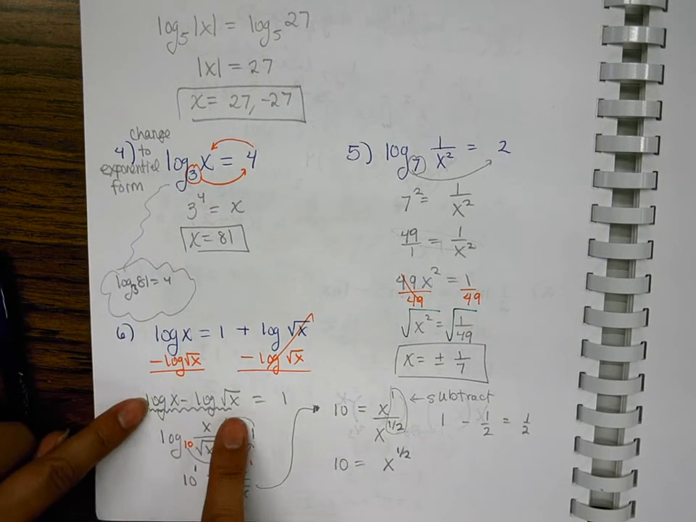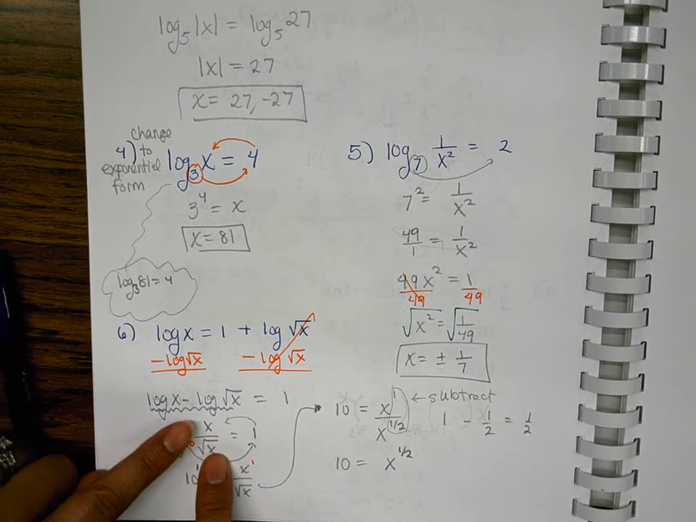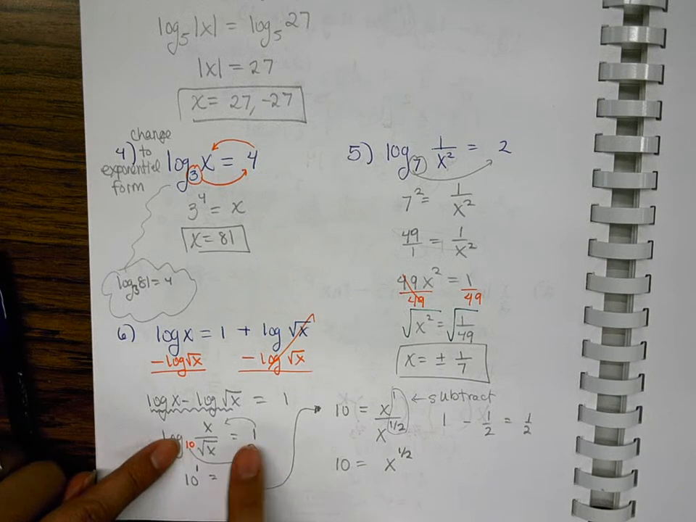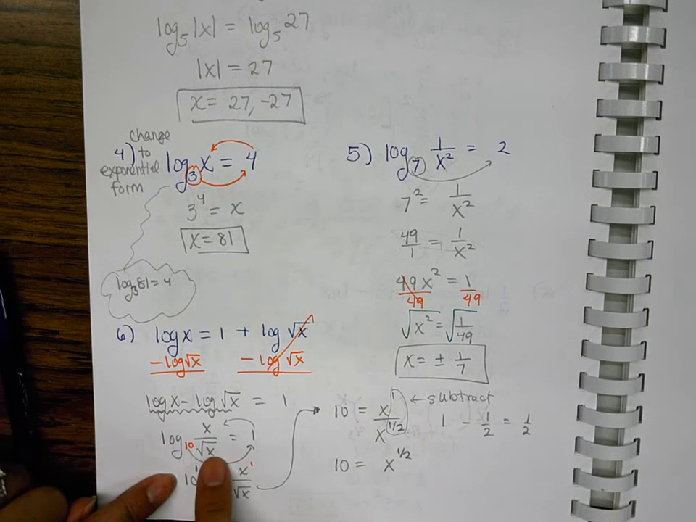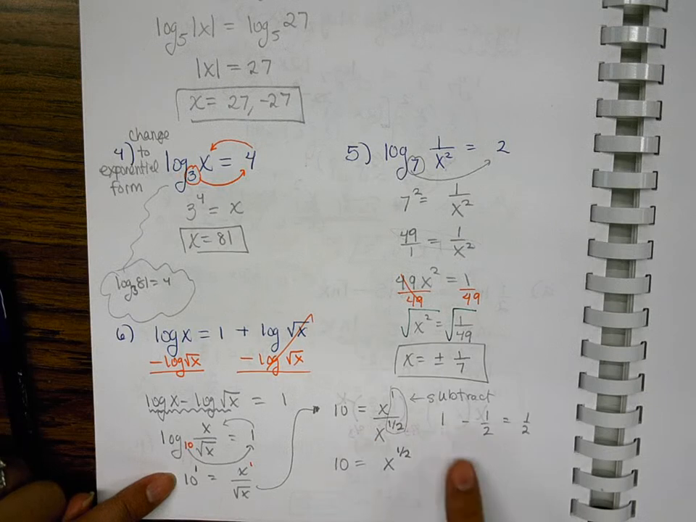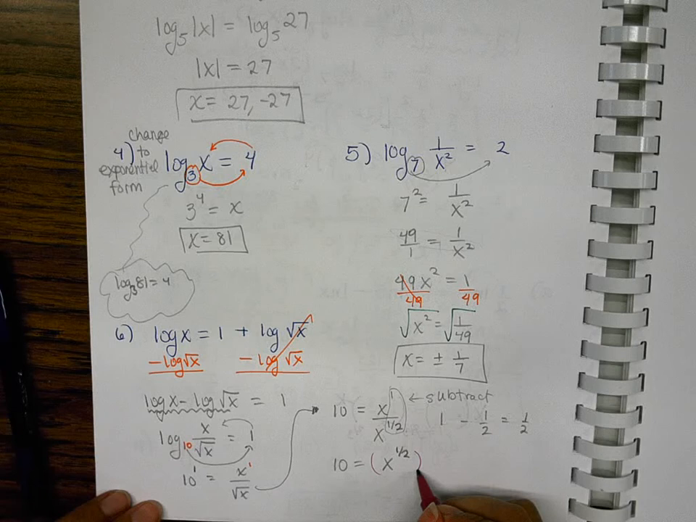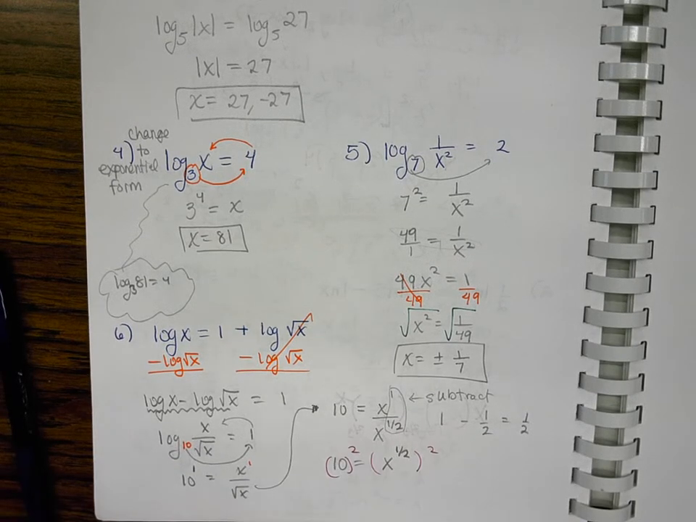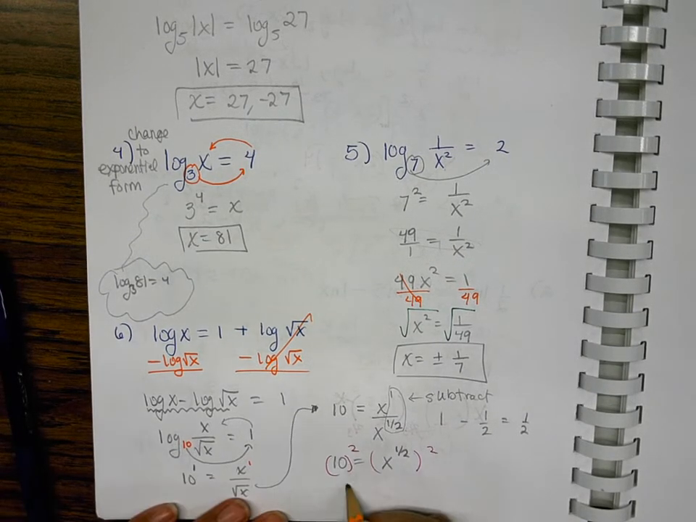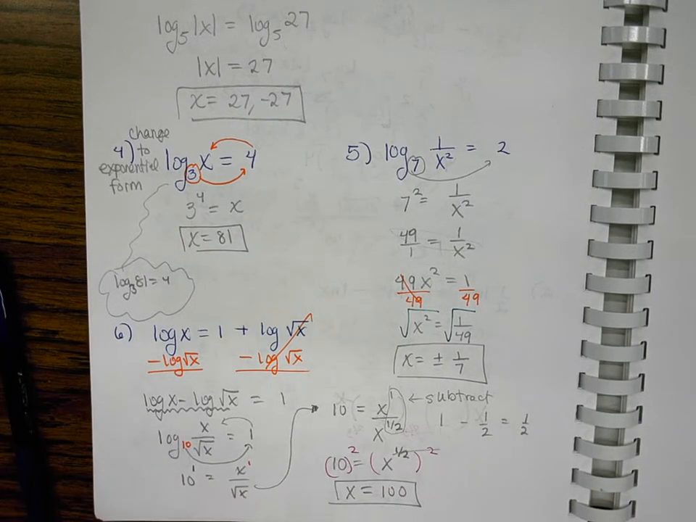I'm going to repeat what I did. I put the log over to this side. So I could condense these two to a single log, and I did it with division because it's subtraction. Wrapped around 10 to the first equals this x over root x. And I changed it to x over x to the 1/2 so that I could subtract the exponents because the bases are the same. 1 take away 1/2 is a half. And then what do we do to both sides to solve for x? We square, and it's not plus or minus because we only do plus or minus when we square root. And I'm not square rooting, I'm squaring. x equals 100.